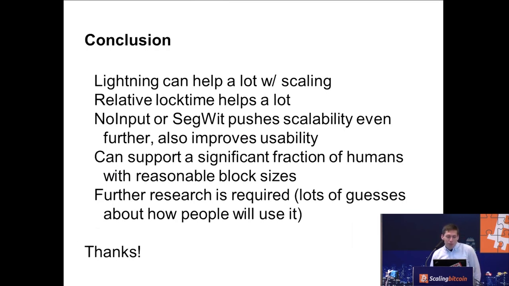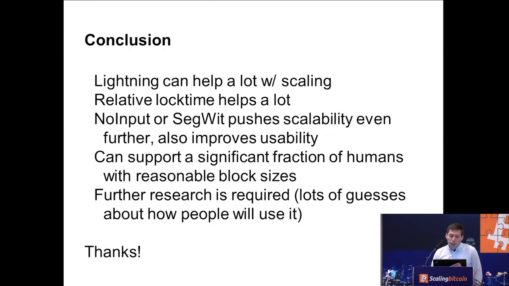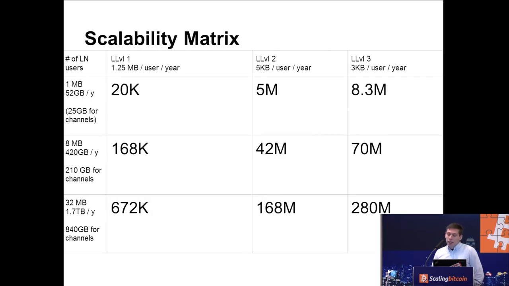So, conclusion: Lightning can help out a lot with scaling. Relative lock time helps a lot. That's the big one, right? So you go from level 1 to level 2. That's just huge. If you don't have check sequence verify, Lightning still helps, but much less. You're going from 1.25 megabytes to 5 kilobytes. And then no input or segregated witness pushes scalability even further and improves usability. So here you go from 5 kilobytes a year to 3 kilobytes a year, which is good. Definitely not the same scale of improvement as 1 to 2.